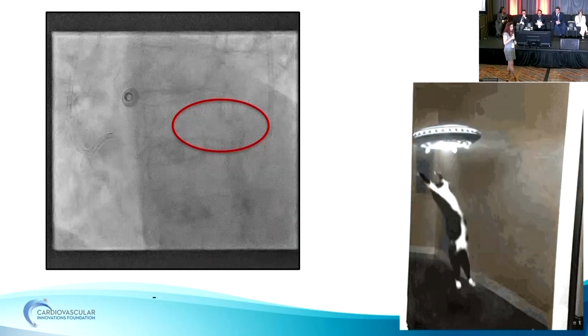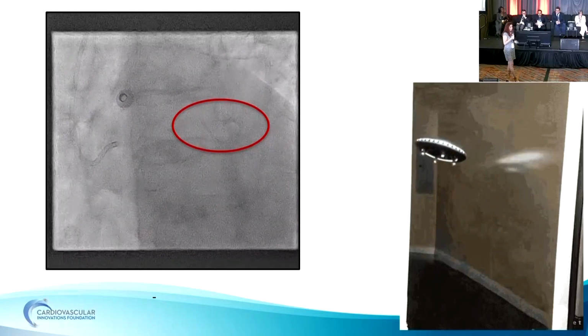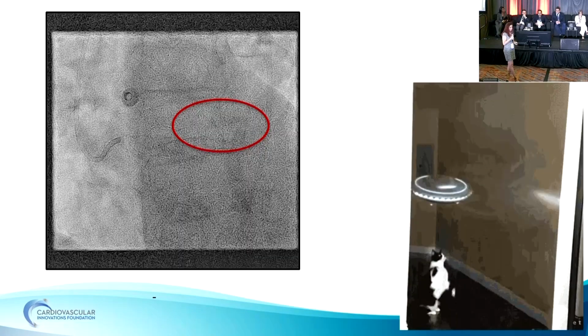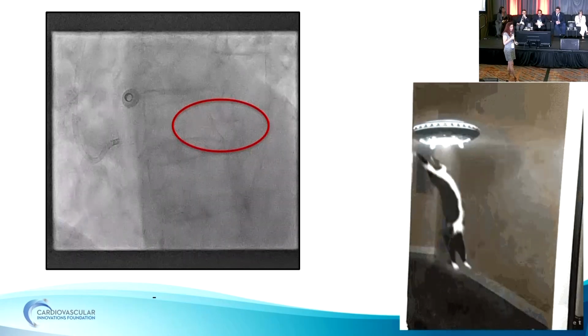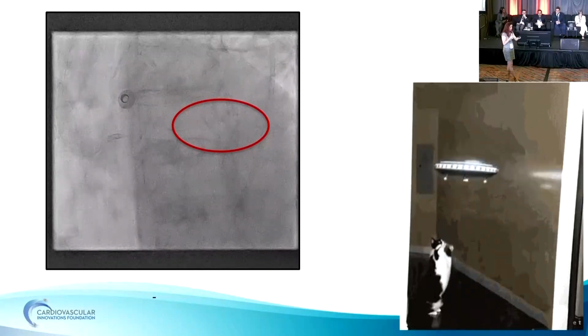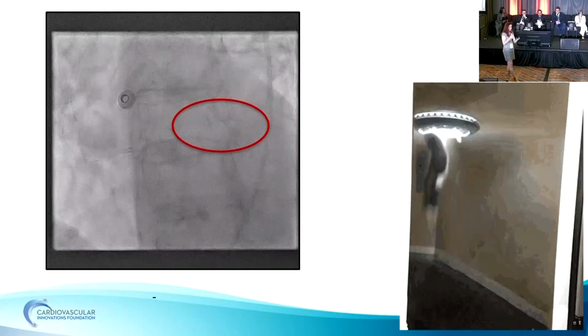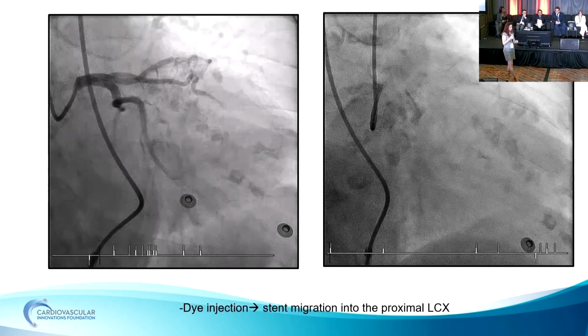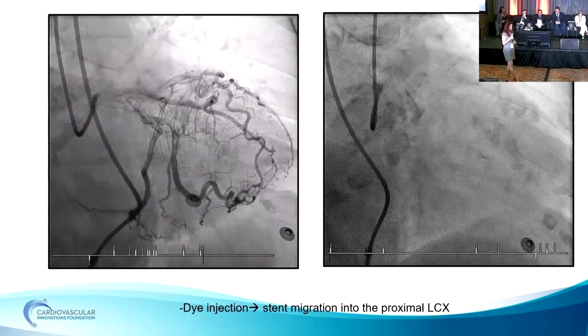And so after that, it didn't work. And then now you can see that it's no longer in the cusp, it's probably in the left system. So it just goes off into the left system, and here it is in the proximal left circumflex.